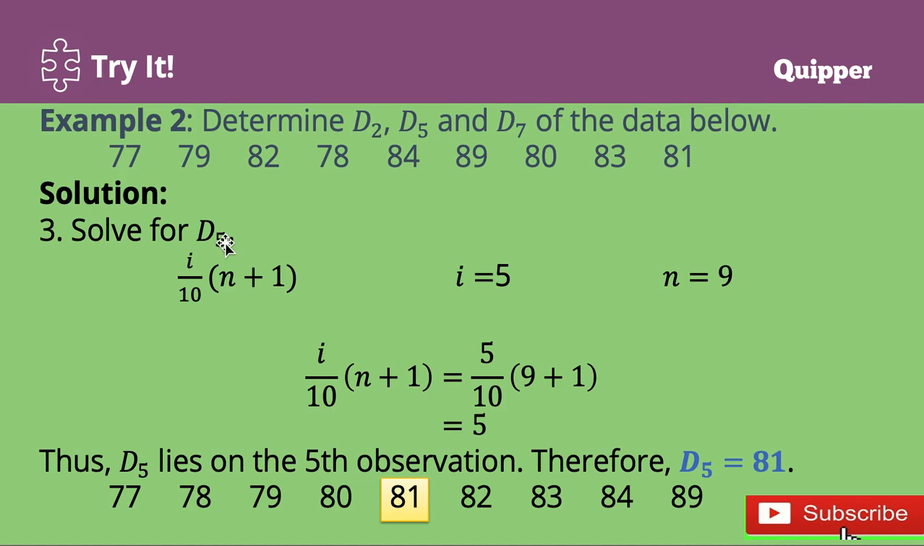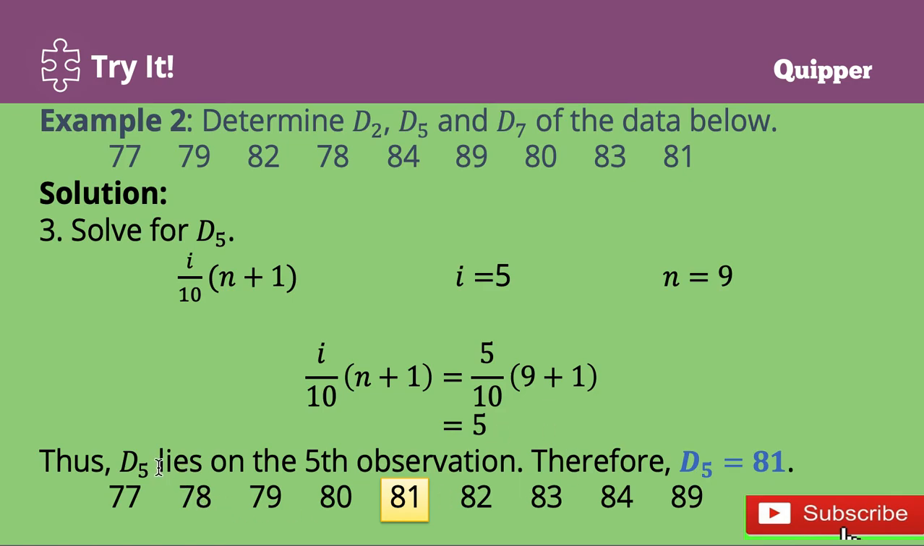Third, solve for the fifth decile. The fifth decile can be found using i over 10, where our i here is equal to 5. So we have 5 over 10 times n plus 1. Our n again is equal to 9. So we have 9 plus 1, which is 10. And 10 times 5 is 50. 50 divided by 10 is equal to 5.